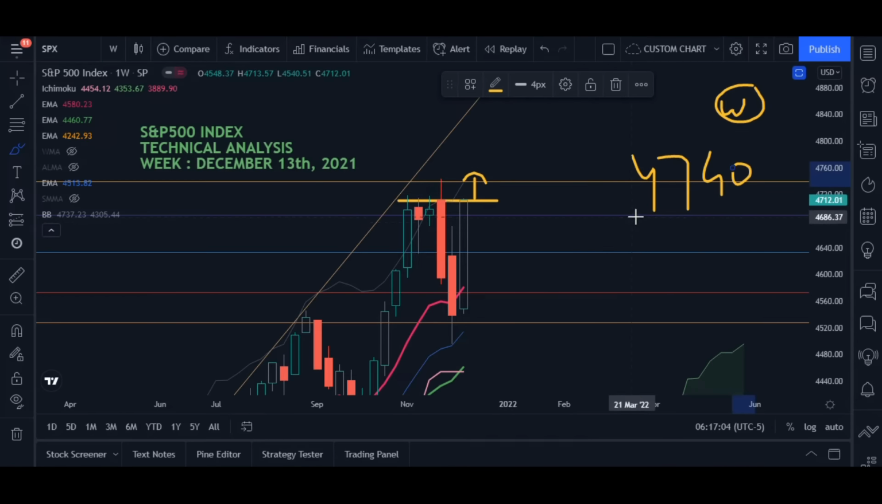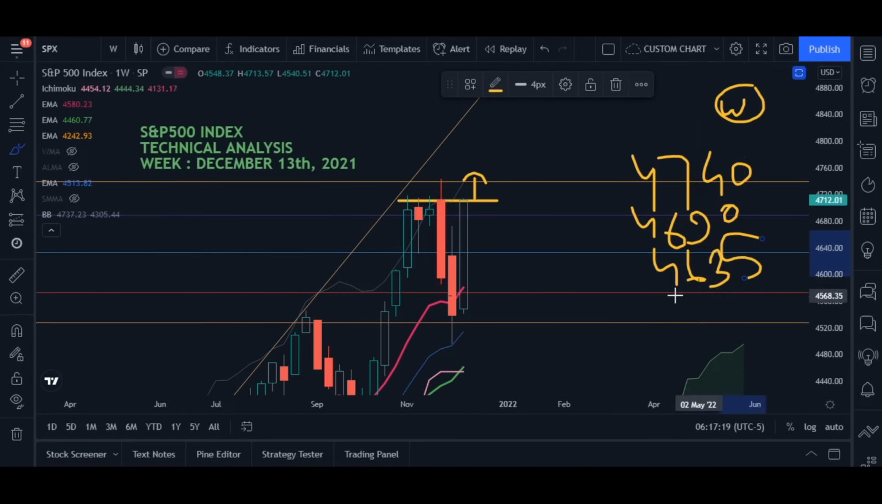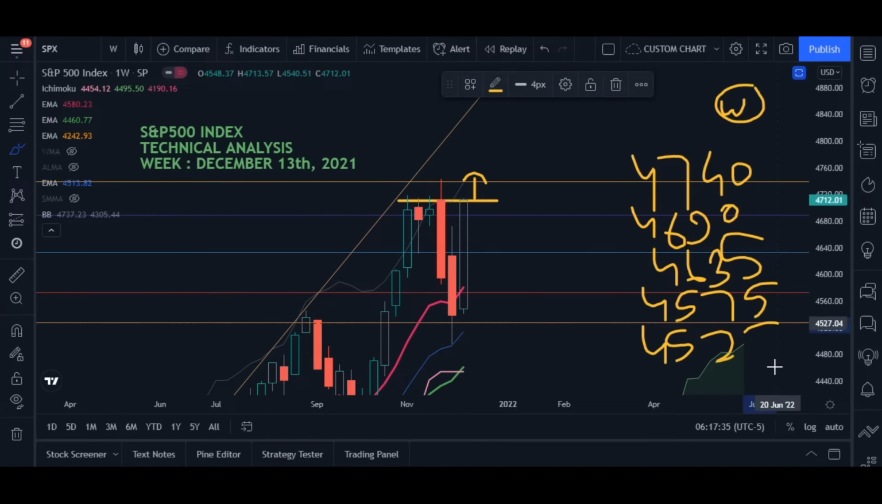4740. Okay, then we have immediate support at 4690. Then we have a good support here at 4635, and then another support at 4575, and then this particular support at 4527. Okay, so these are the support and resistances for S&P 500 for the coming week.